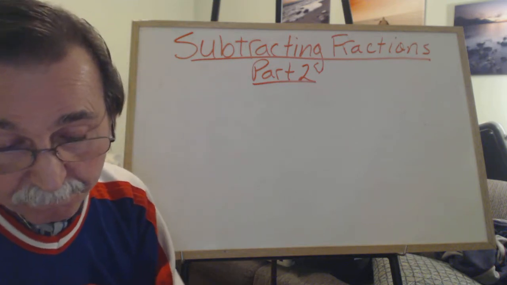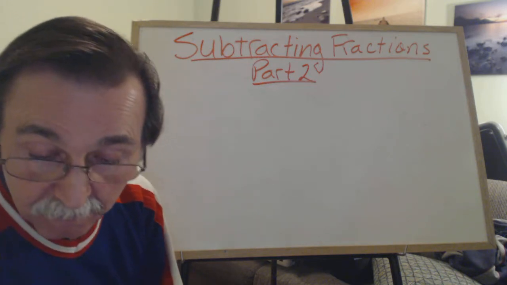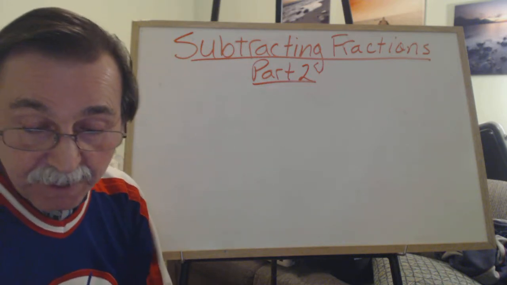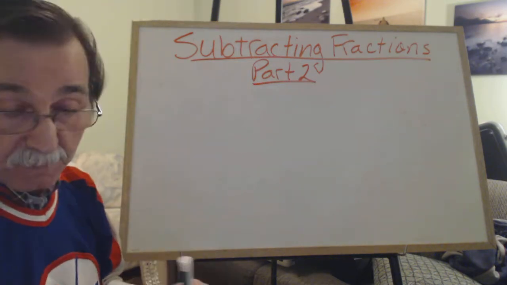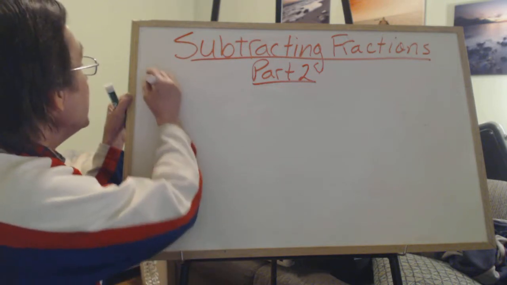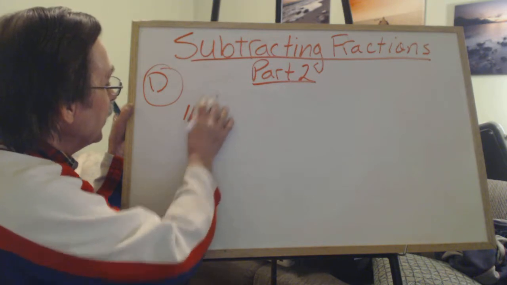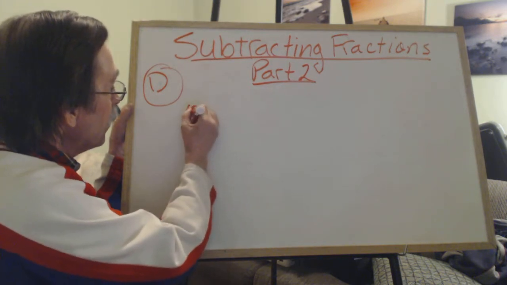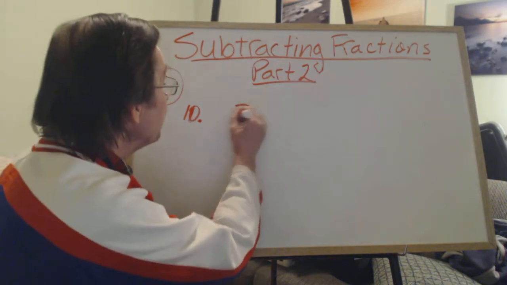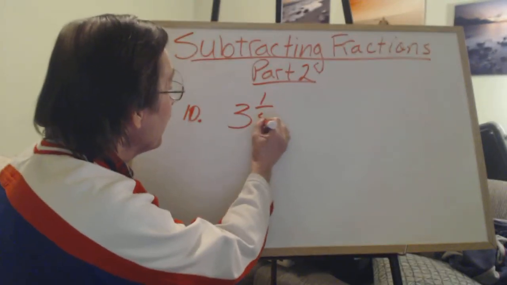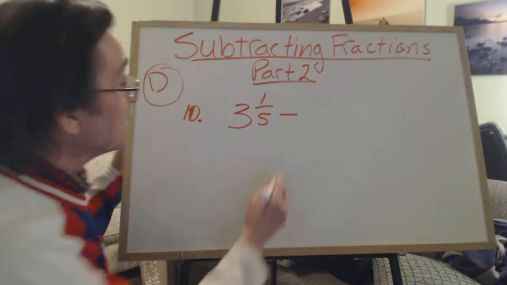All right, on page D, number 10, we have 3 1/5 subtract 1 1/6. Okay, so this is page D, number 10. Whoops, that's an 11. 3 1/5 subtract 1 1/6.